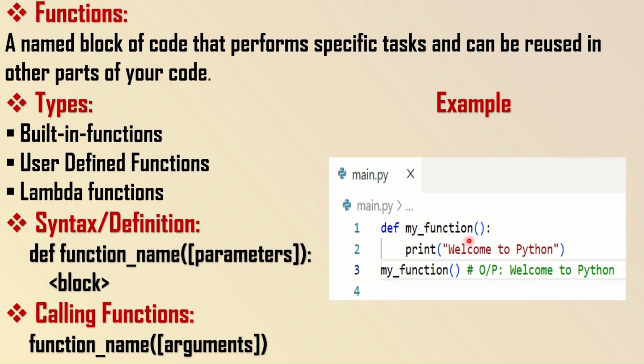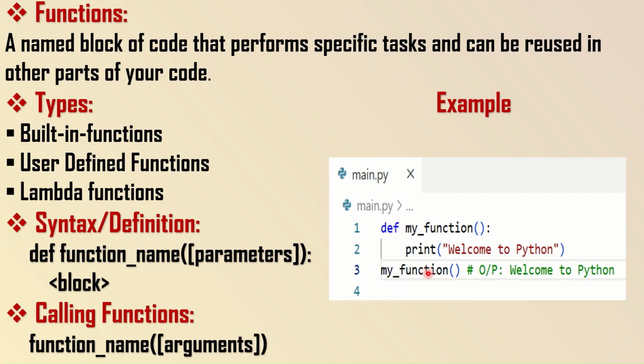Now let's see an example of a function. Here you can see I have defined the function with the def keyword followed by the function name and the parentheses, which ends with a colon. Inside this function, I have a block of code in which I am printing a message, welcome to Python. So this is the function definition. Here I'm not passing any parameters. This is a simple example I'm going to show you. In the upcoming slides, we're going to see in detail how we can pass parameters and how we can pass arguments while calling the function.